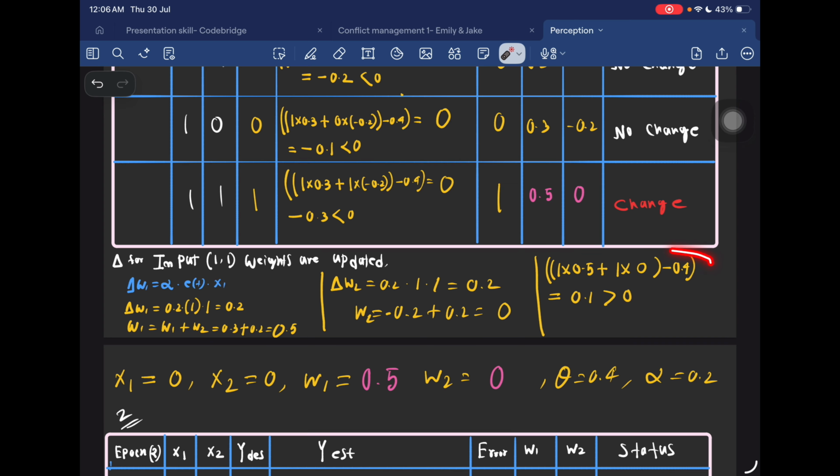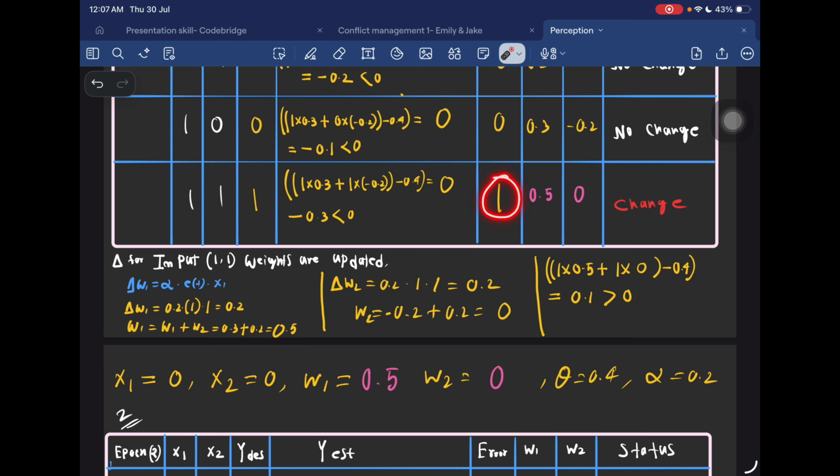We apply the activation function. So 1 times 0.5, 1 is the first feature and this is the newly updated weight 0.5, 1 is the second feature and the updated weight is 0 correspondingly, and minus 0.4, this is the bias, and it becomes 0.1. This is greater than or equal to 0, so the value becomes 1.